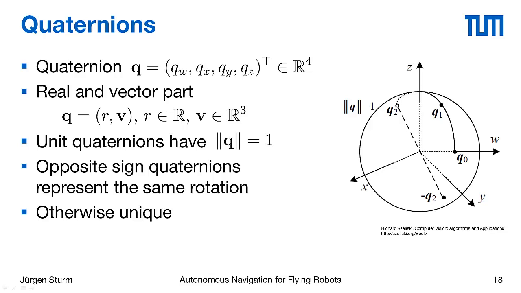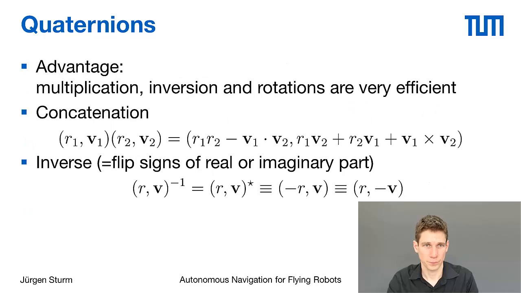And then there is one ambiguity in quaternions. Opposite sign quaternions actually represent the same rotation. So the unit quaternions actually just live on one half of a sphere, and the other half of the sphere then represents again the same rotations. But otherwise, quaternions are unique.